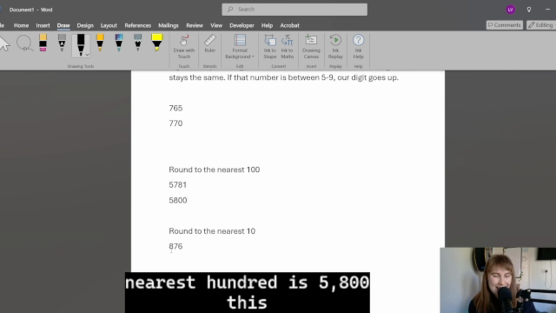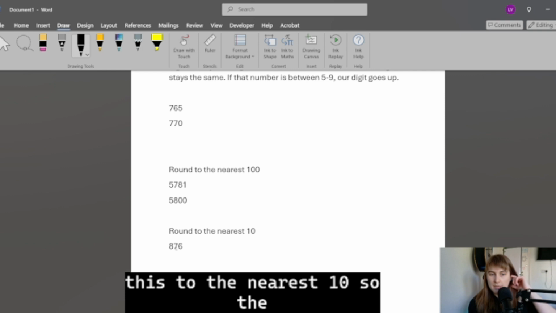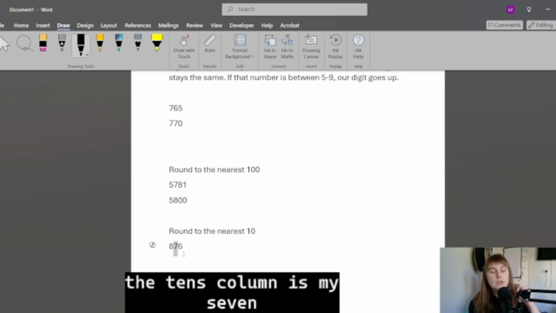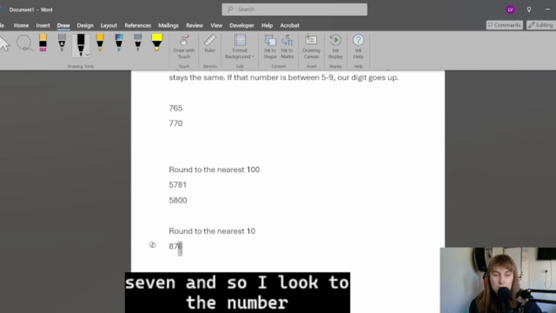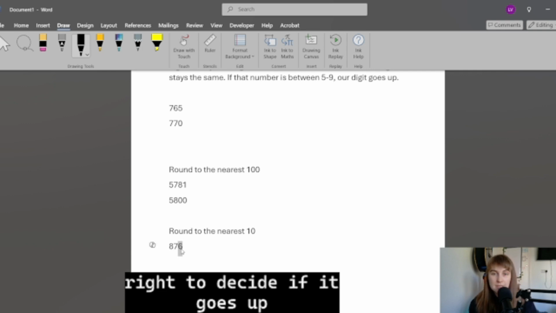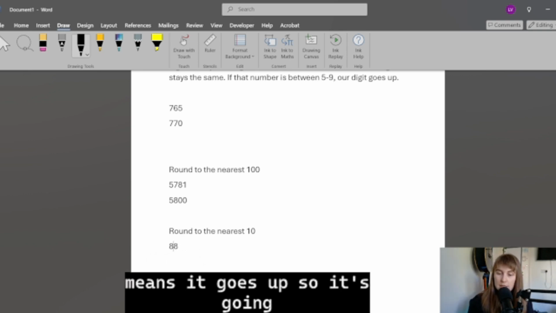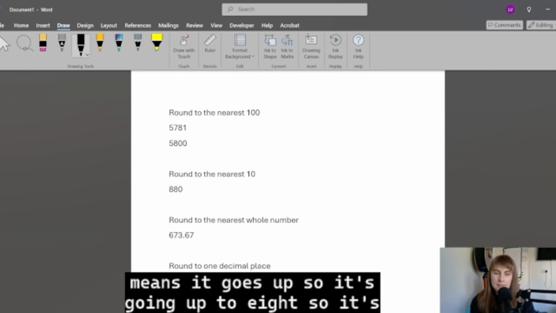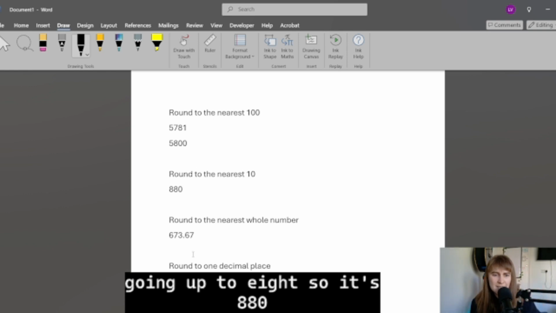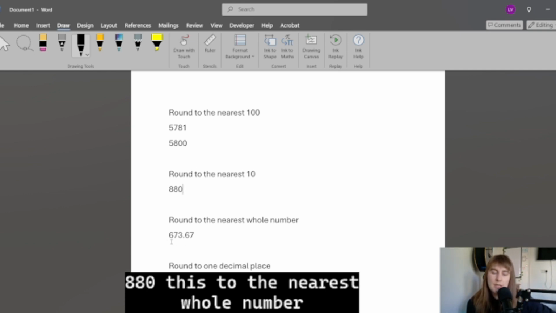This one to the nearest 10. So the tens column is my 7. And so I look to the number directly to its right to decide if it goes up or stays the same. This is a 6, which is between 5 and 9, which means it goes up. So it's going up to 8. So it's 880.